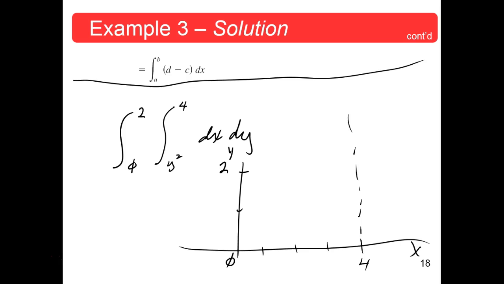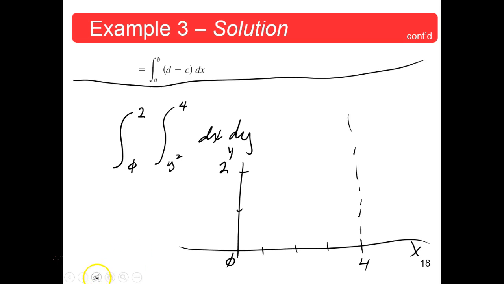Okay, now what does the function x equal y squared look like? Well, this is from x equal y squared to x equal 4. So x equal y squared, what would that look like? If you're plotting that function, x is equal to y squared, then x is acting like the dependent variable, and y is your independent variable. I'd say, give me a y.